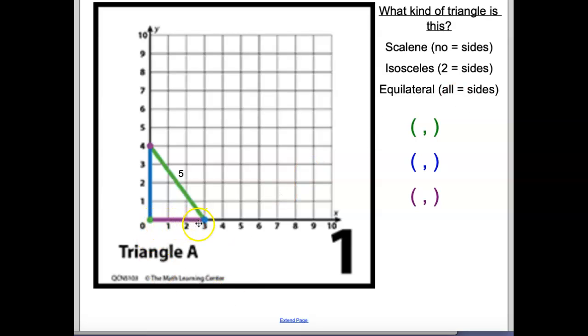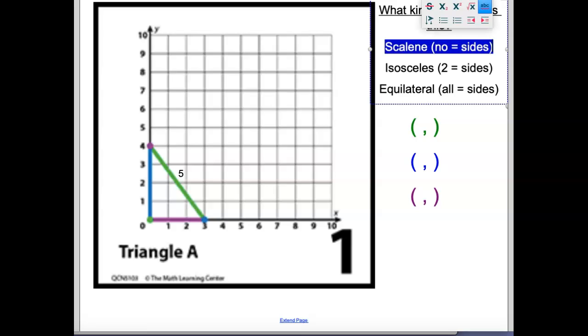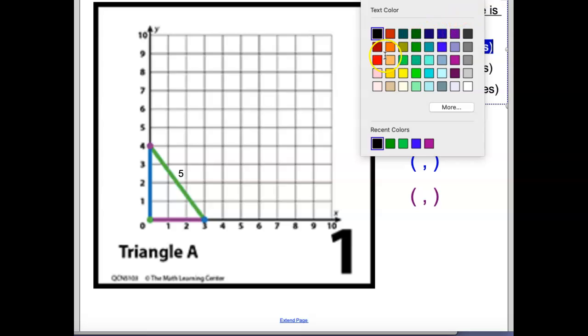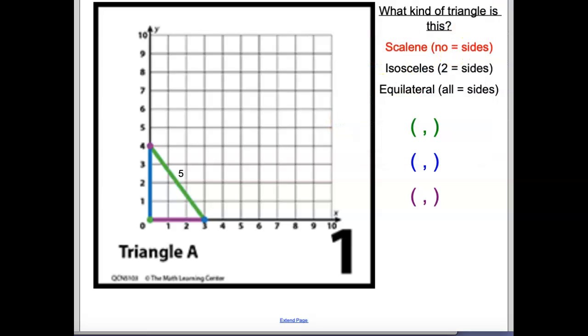Well, the purple side is 3 units long. I see that because I count 1, 2, 3 squares. The blue side is 4 units long because I count 1, 2, 3, 4. And the green side is 5 units long because there's a number here that tells me. Are any of these sides equal? No. That means that our triangle is scalene. That is a scalene triangle.